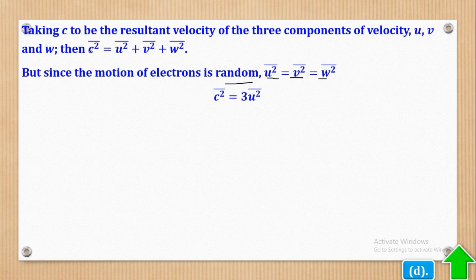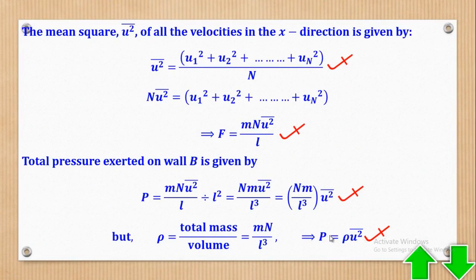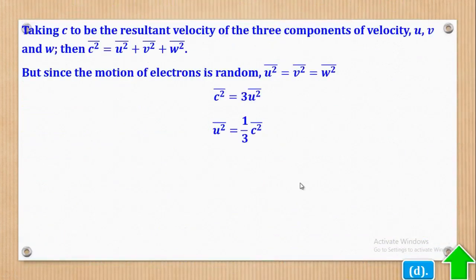What does that mean? It means that from this expression we shall come up with c squared bar equal to 3u squared. Therefore, when I make u squared bar the subject, it will be a third c squared bar. Then from there, remember that I had already got an expression here of p equal to rho u squared bar. So I'm going to replace this u squared bar with that expression having c. And that will give me that expression which they want.